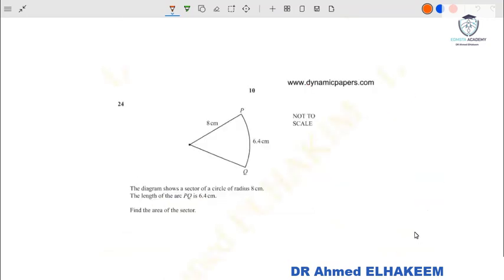Now we need to solve this one. The diagram shows a sector of a circle. It's again a circle of radius 8. So take your time and solve it. You have 2 minutes to think about it.